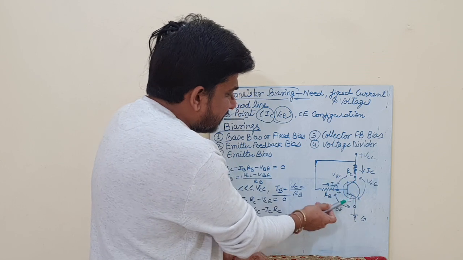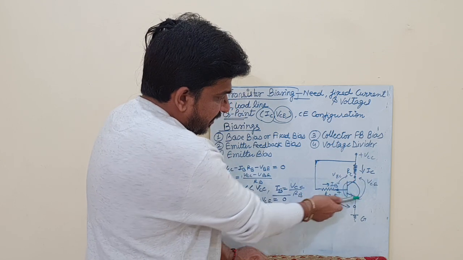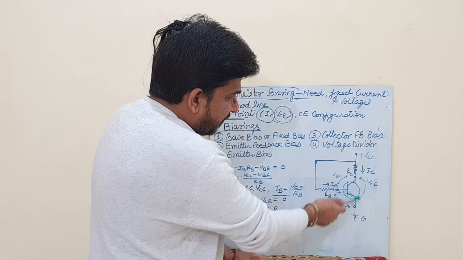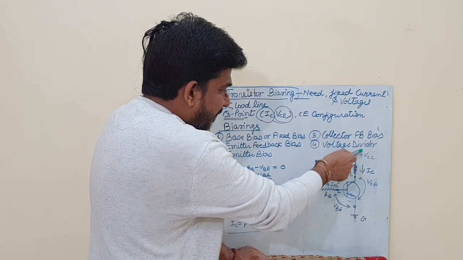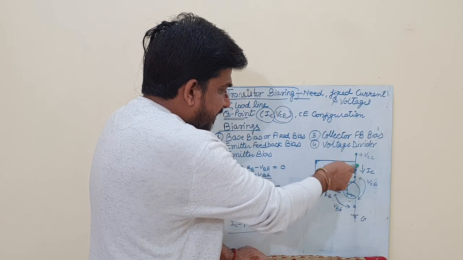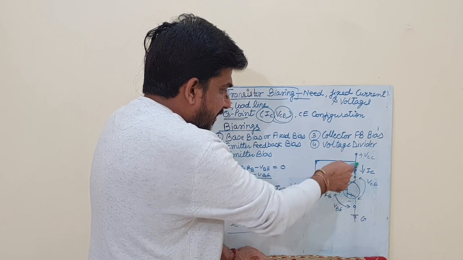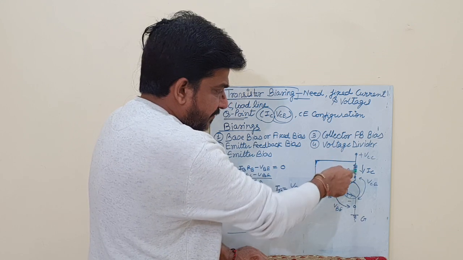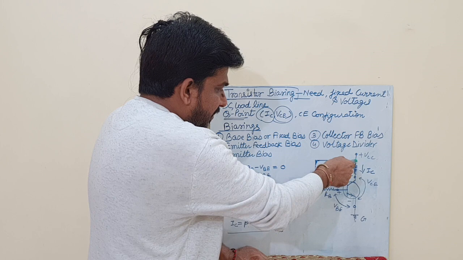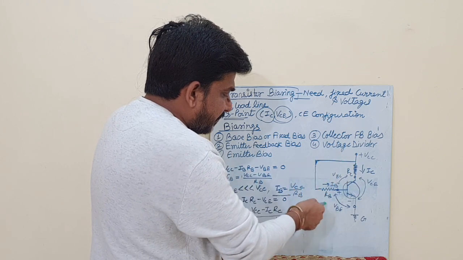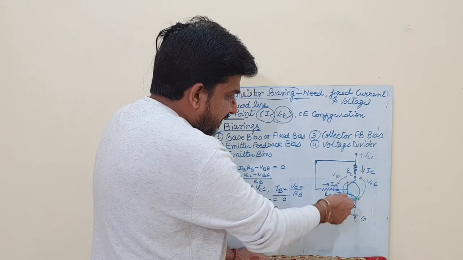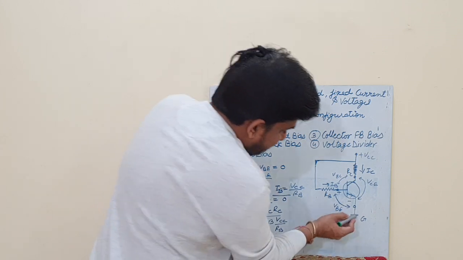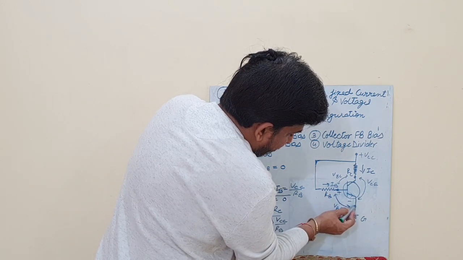In between you can see an NPN transistor. This is an NPN transistor. This is the VCC supply. The VCC supply is connected to the NPN's collector with the help of a resistor. Then the base is connected with the resistor RB, and the emitter terminal is shorted to the ground.